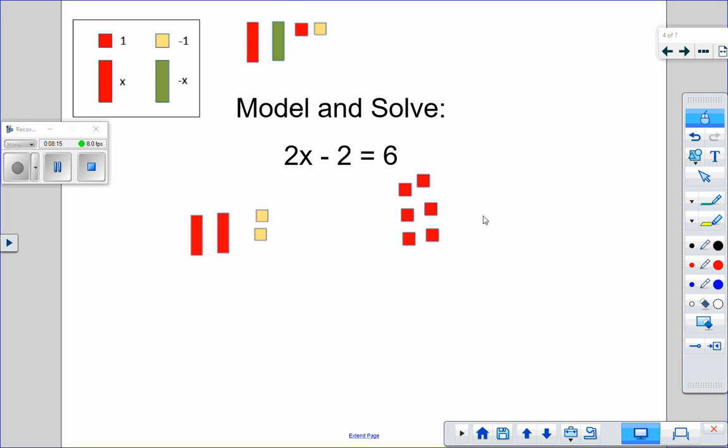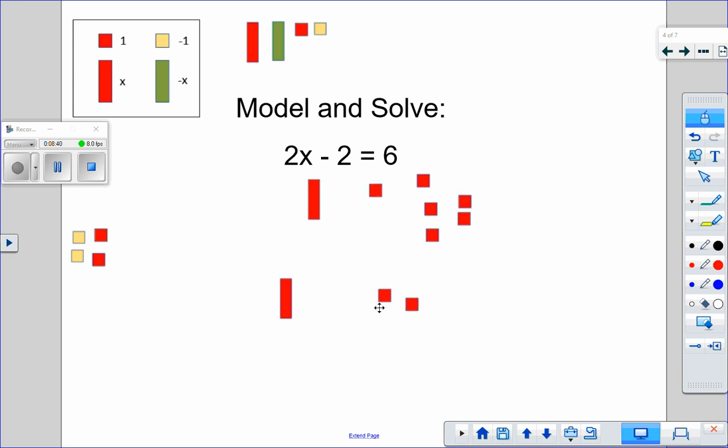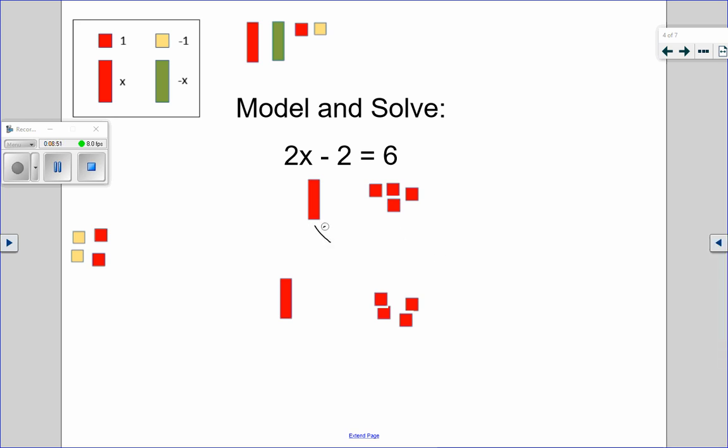Okay. From here, what we need to do is we need to then make some 0 pairs because I can't divide these 2 until I have 0 pairs. I'm going to put 2 here. And if I put 2 positives on one side, I also have to put 2 positives onto the other. Okay. Now I have my 0 pairs, so I can move them to the side. And now I can evenly divide my x's because everything else on that side is gone. 1 and 1, 2 and 2, 3, 3, 4, and 4. So what that shows me is that this one x is equal to 4.